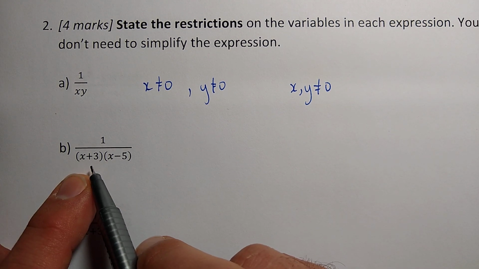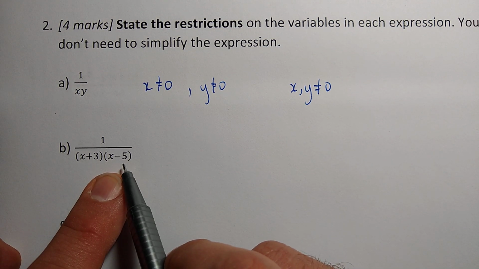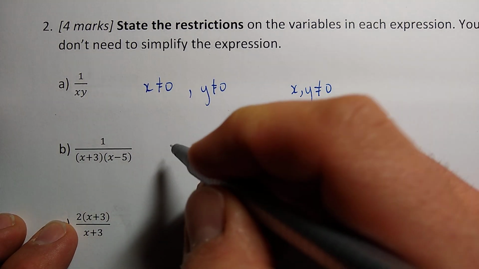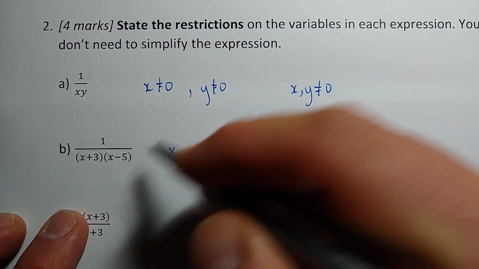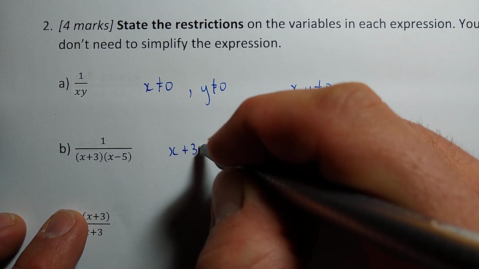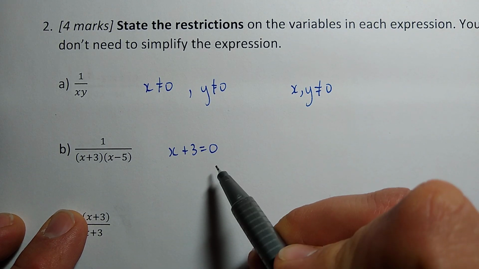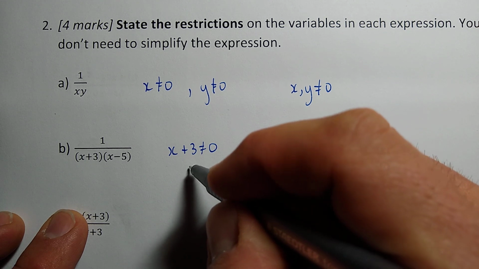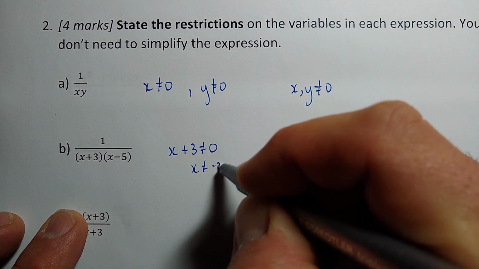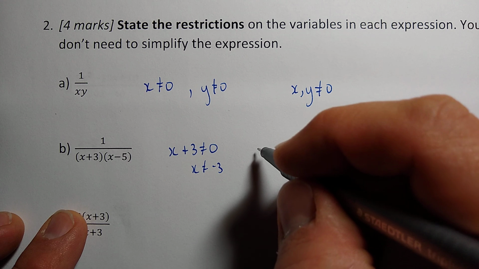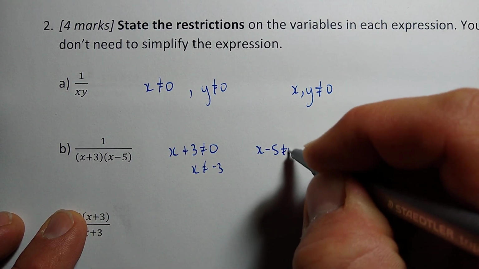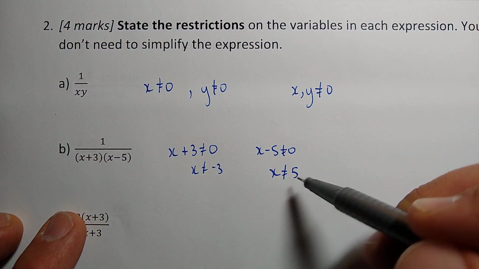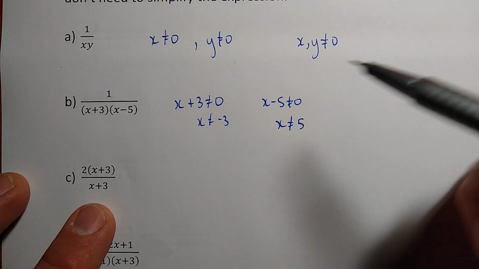For this one here, x plus 3 can't be 0 and x minus 5 can't be 0. These are two things multiplied together. They are both factors. Neither one can be 0. So to solve this, you might already know how this works, but we can't have this happening. This would be bad. So we can put a little not equals, and you can solve this in the same way. This would mean that x is not equal to -3. Similarly, x minus 5 can't be 0, so x can't be equal to 5. And those are the two restrictions that we have on this expression.